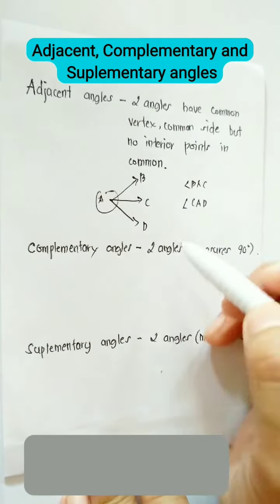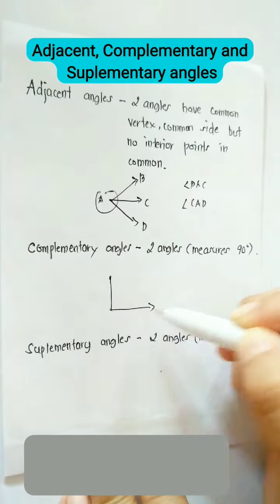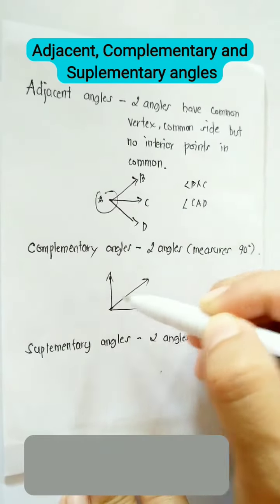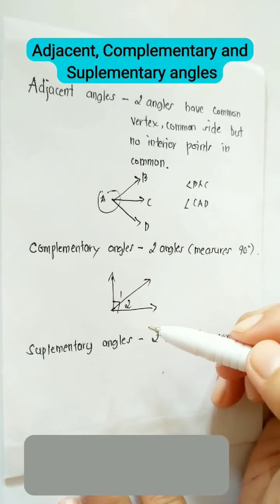Next, we have complementary angles, two angles whose measures add up to 90 degrees. For example, we have here this one, angle 1 and 2. This is what we call complementary angles.